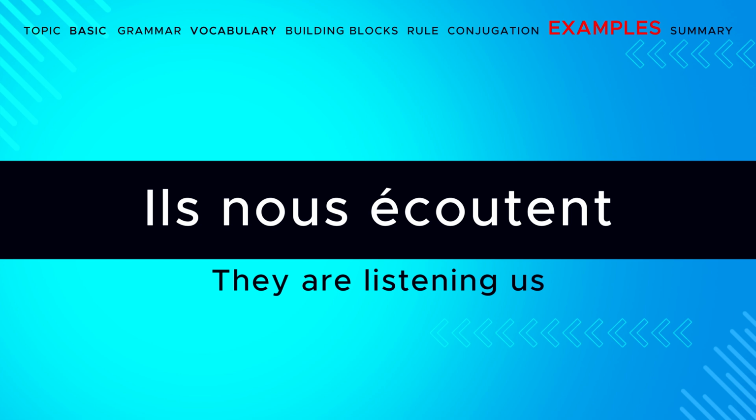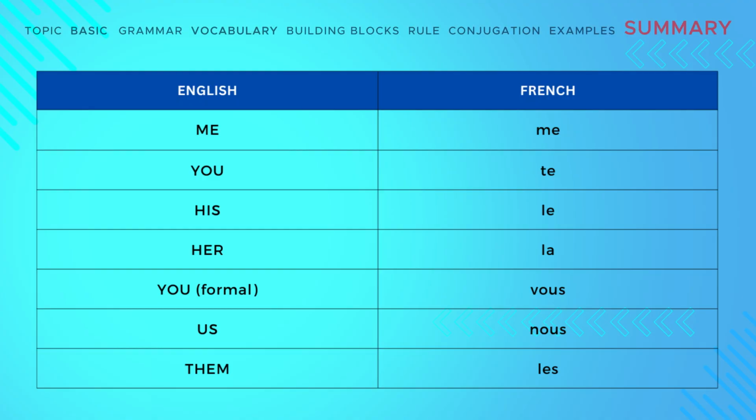All right, we have just learned how to use direct object pronouns in present tense. To summarize, in present tense, French direct object pronouns replace the direct object in a sentence and always go before the verb.